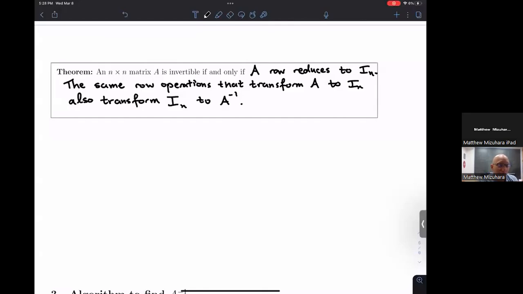Hey folks, in this video I wanted to discuss this theorem from the section 2.2 packet. We had discussed a little bit about it, and we used this theorem as our general algorithm for finding the inverse of a matrix. But I wanted to spend a little more time exploring these ideas.